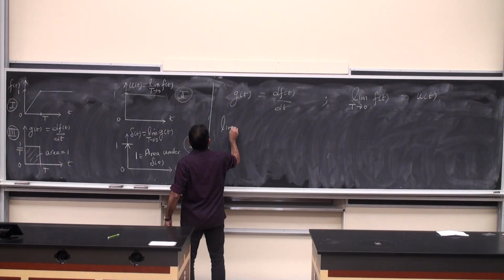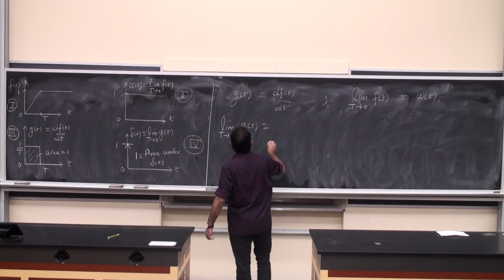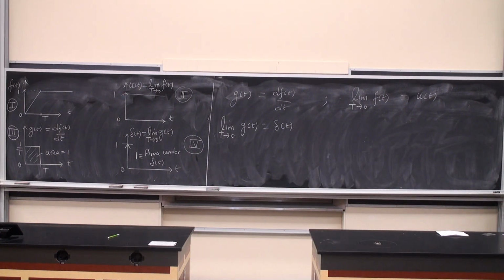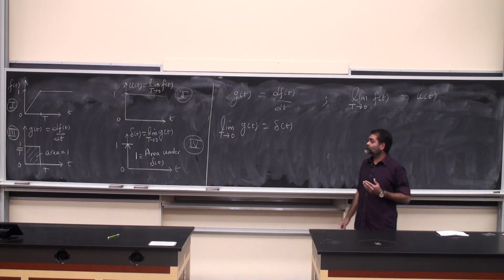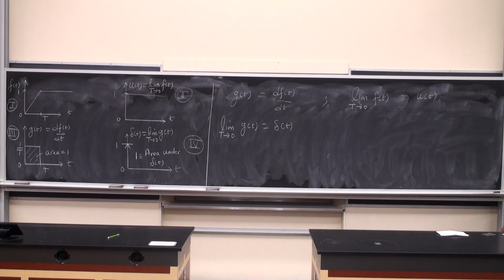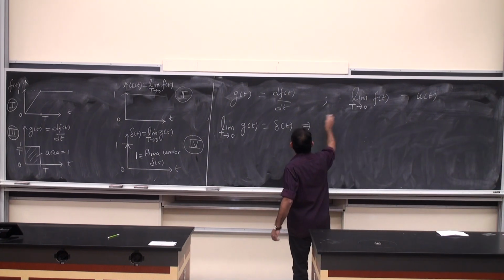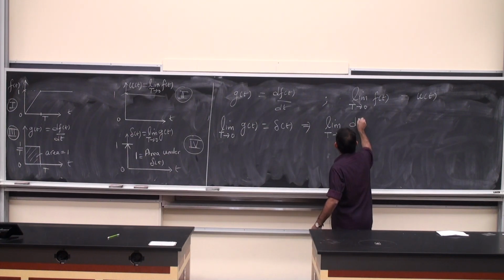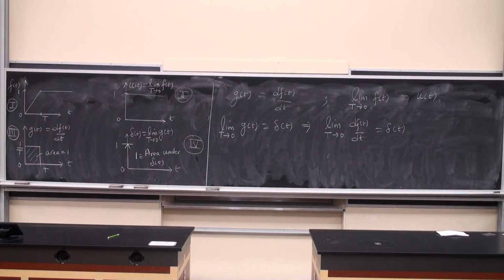Then limit t tending to 0, G of t gives me delta of t being the unit impulse function. Okay, u of t is the unit step function. Here is what I'm going to do. Take a look at that last creature. This is no surprises there because g of t is defined to be df by dt.